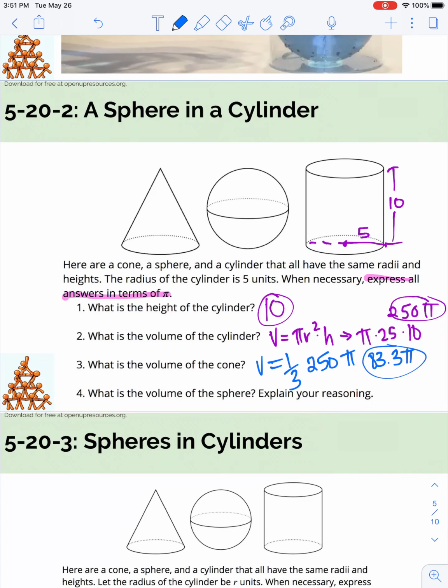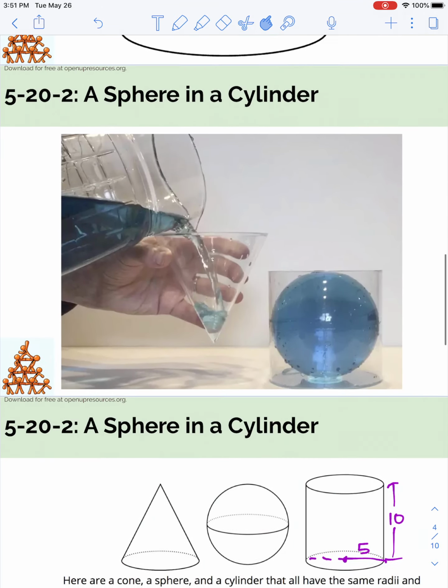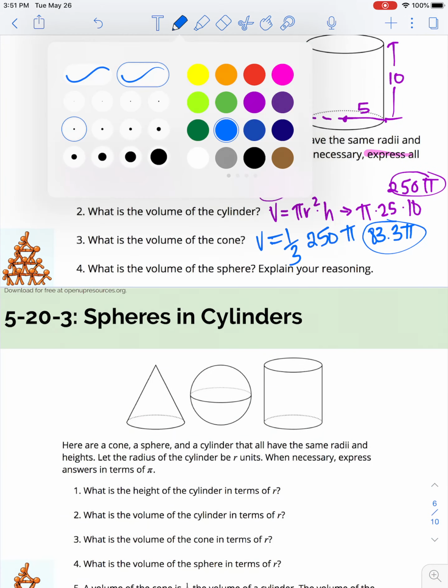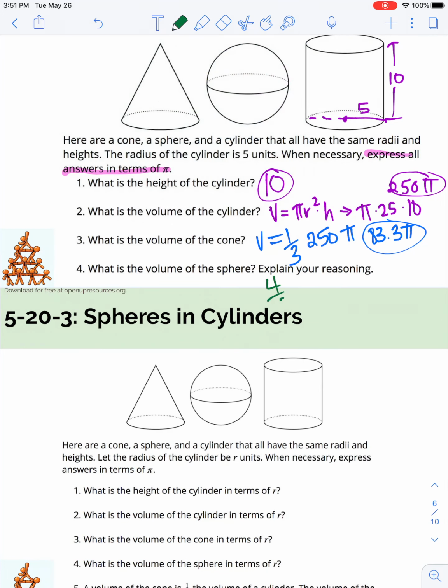is, what is the volume of the sphere? Explain your reasoning. Okay. So I need to look at the formula because I don't have it memorized. 4/3 pi r cubed. So this one, so 4/3 pi r cubed.